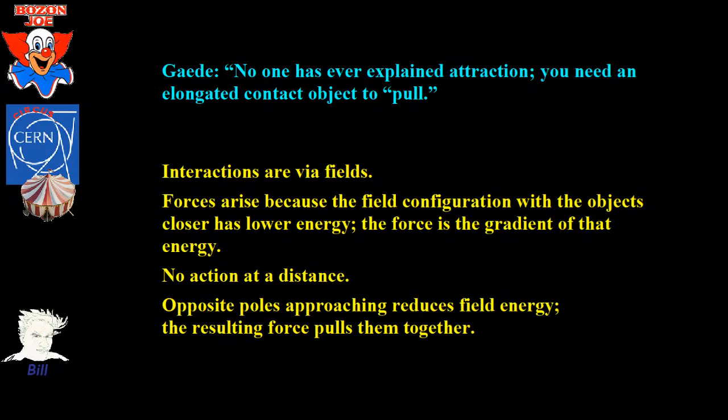The fields, I guess, in the number lines known as space-time. So you have these number lines, and they're made of fields, and you can pull on those fields, and that's how you produce pull. See, that's how easy it is. Forces arise because the field configuration with the objects closer has lower energy. That's not an explanation. That's a description. But he doesn't understand the difference between a description and an explanation. The fact that you're telling me that it has lower energy, that's not the cause of pull. Okay? And he says the force is the gradient of that energy.